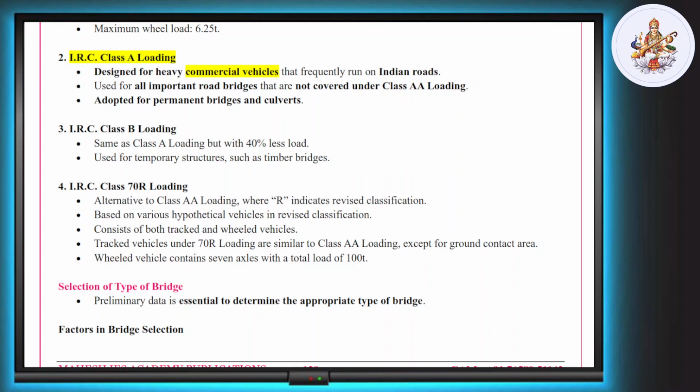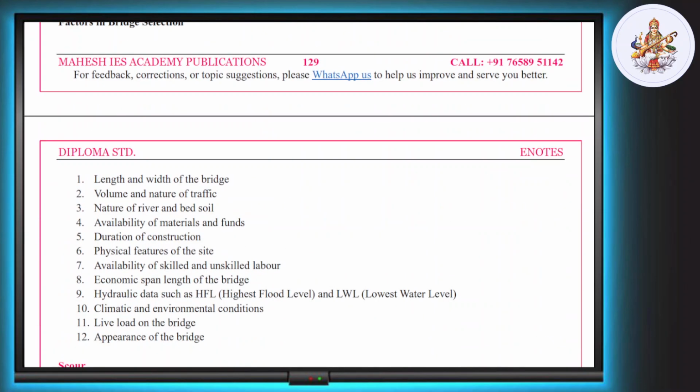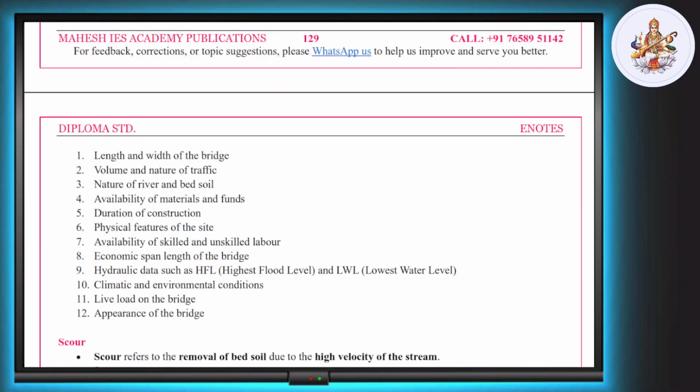Let's now move into how we select the type, location, and span of a bridge, and understand important hydraulic terms like scour, afflux, and freeboard. Topic: Selection of type of bridge. Before designing any bridge, we must gather preliminary data. This data helps us decide what kind of bridge to build and where to build it.